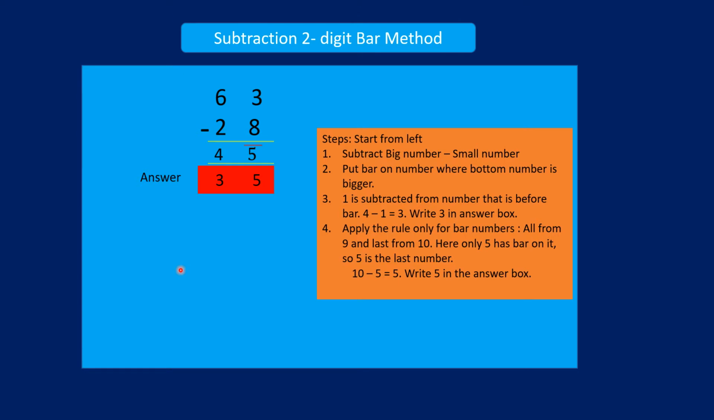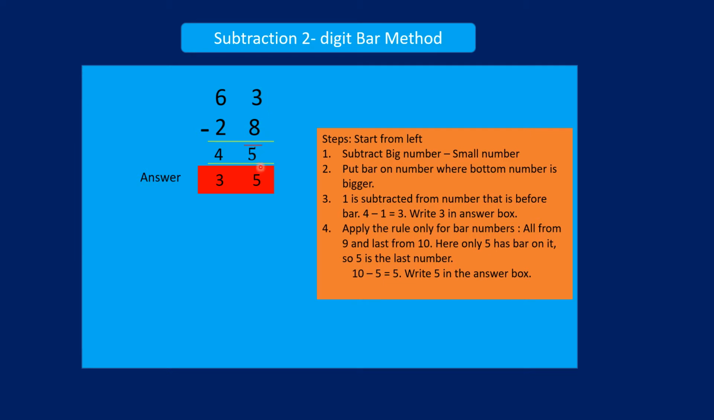Usually we subtract from right to left, but in Vedic math we subtract from left to right. So start from left. First step: subtract big number minus small number. So 6 minus 2 is 4. Let's look at the next column. In the next column, the bottom number is bigger and the top number is smaller. So our first step is big number minus small number. So 8 minus 3 is 5.